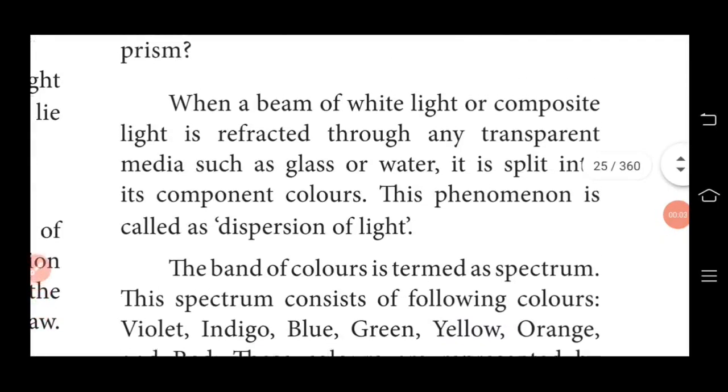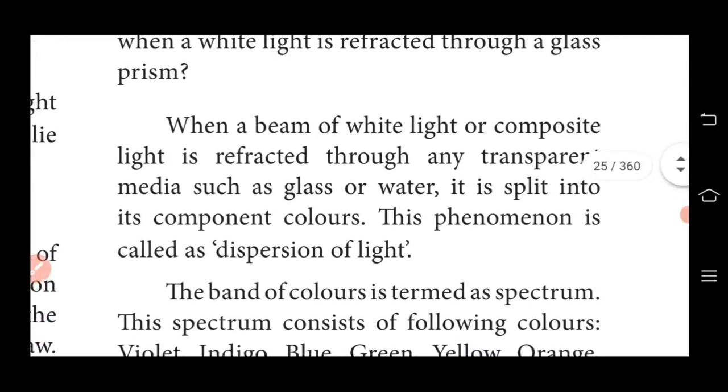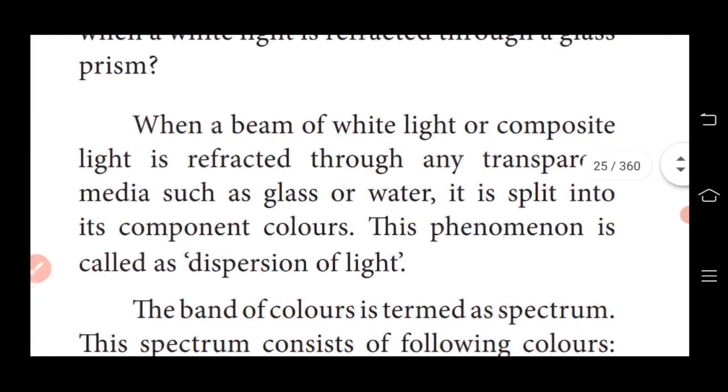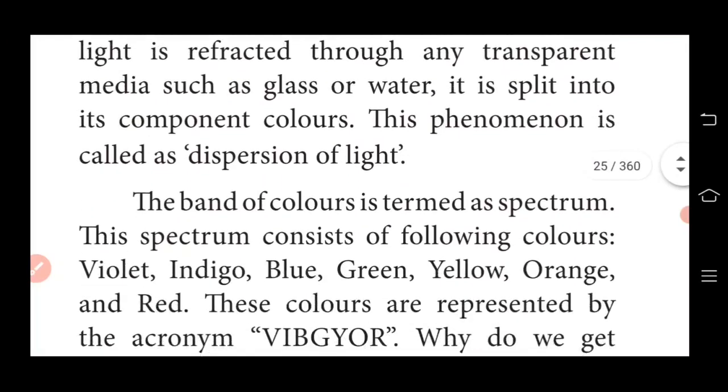Students, here the definition for dispersion of light is given. When a beam of white light or composite light is refracted through any transparent media such as glass or water, it is split into its component colors. This phenomenon is called dispersion of light. And the band of colors is termed as spectrum.